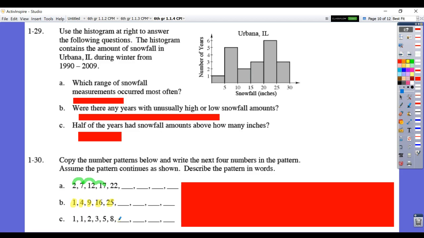And then for C, what you want to do is look at the previous 2 numbers. So 1, 1 giving you 2. And then 1, 2 giving you 3. And then 2, 3 giving you 5. So those are my hints to you on 130, B, and C.